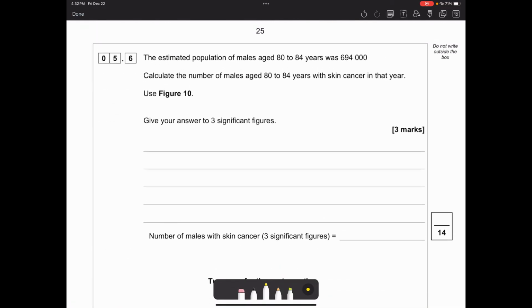Question 5.6 then. The estimated population of males age 80 to 84 was 694,000. Calculate the number of males age 80 to 84 with skin cancer in that year. Using figure 10, give your answer to 3 significant figures. Okay, so I know the total amount of people, and I want to estimate the number of people with skin cancer in that year. So I'm looking at my 80 to 84 category for males.